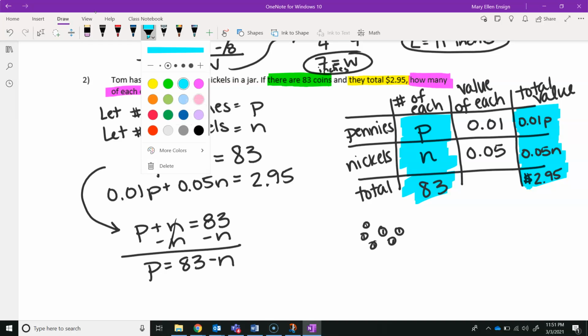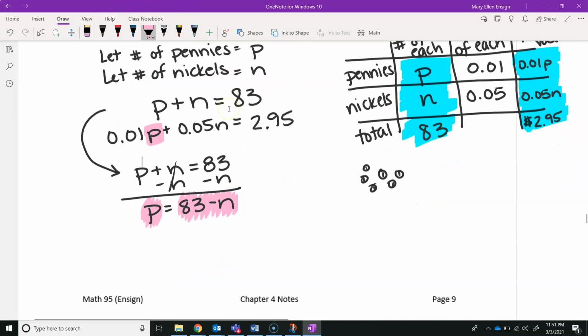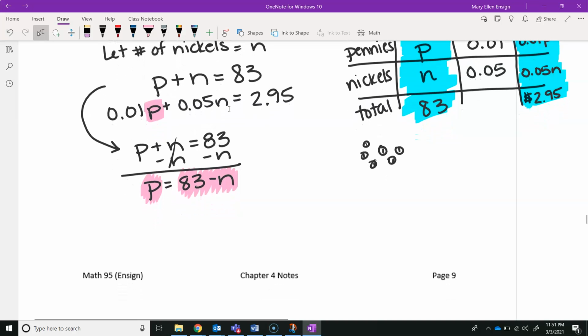Okay, so here's my equation saying that p is exactly the same as 83 minus n. Okay, they're exactly the same. So what can I do? Well, in the other equation, I can take out this p and I can replace it with 83 minus n. And again, because I have more than one term that's going to be multiplied by that 0.01, I have to put that in parentheses.